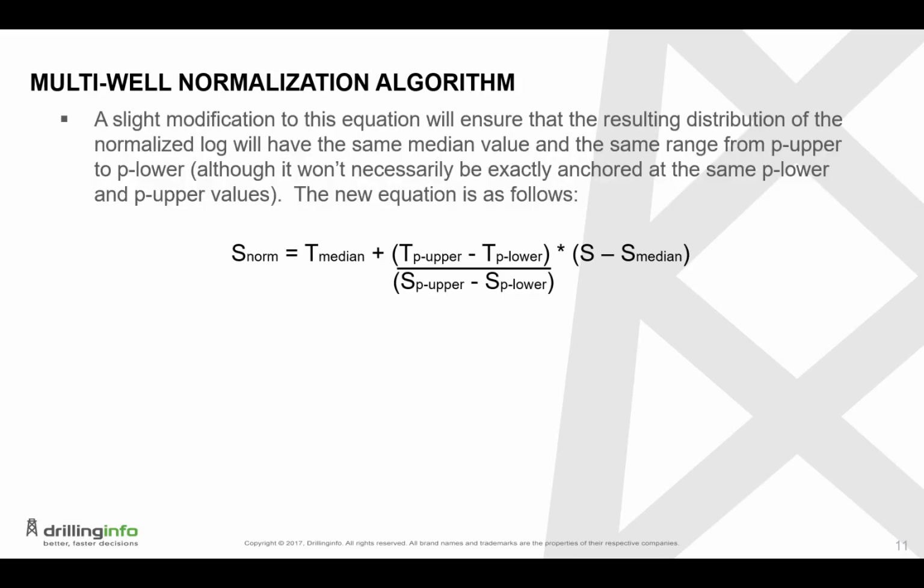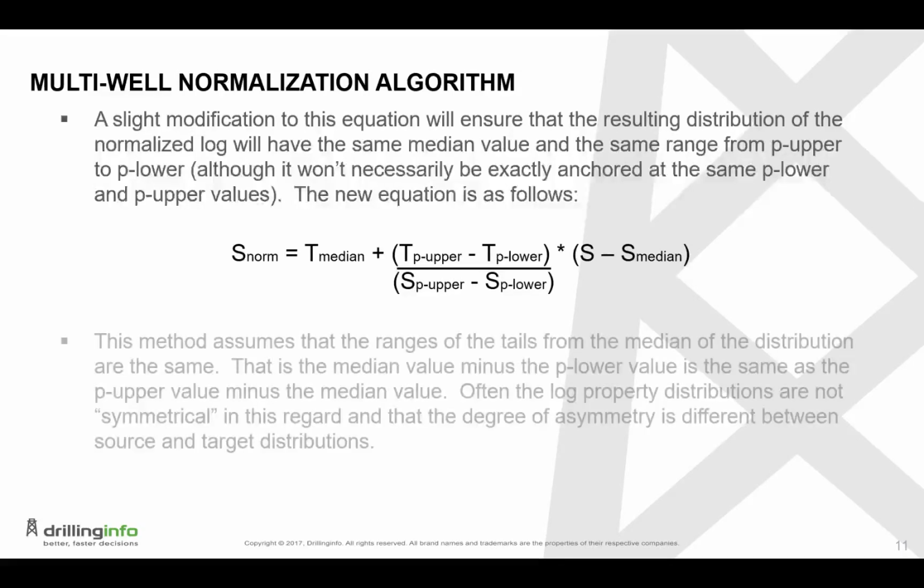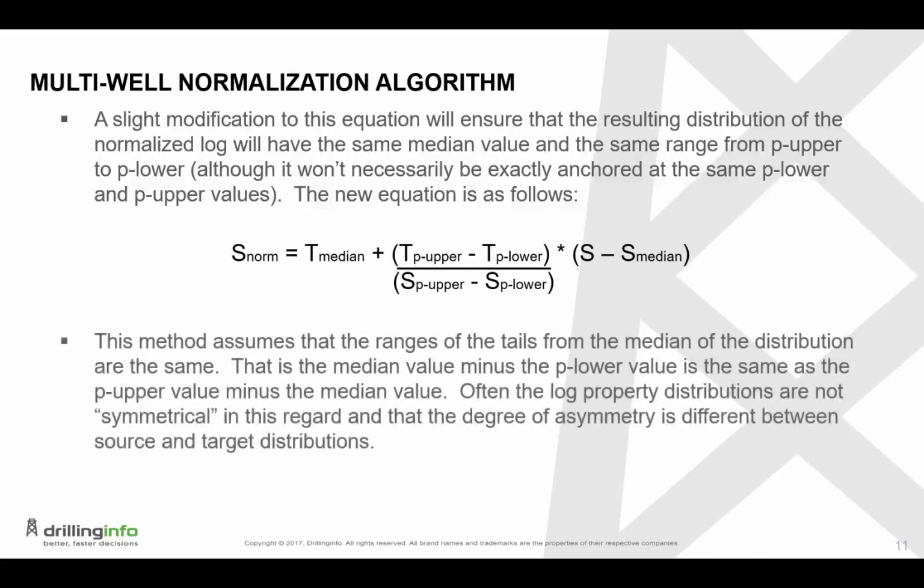This method assumes that the ranges of the tails from the median of the distributions are the same. In other words, the distribution is pseudo-symmetric. That is, the median value minus the P lower value is the same as the P upper value minus the median value. Often, the log property distributions are not symmetrical in this regard, and the degree of asymmetry is different between source and target distributions.